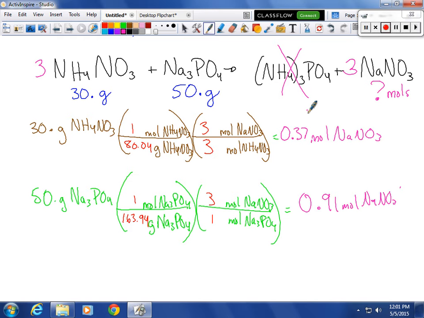Okay. So, based on this now, which one is our LR and how do I know? This right here is my LR, and how do I know? This is the easiest way to say it. It produced the least. Does that make sense? You can only make as much as your least amount produced.